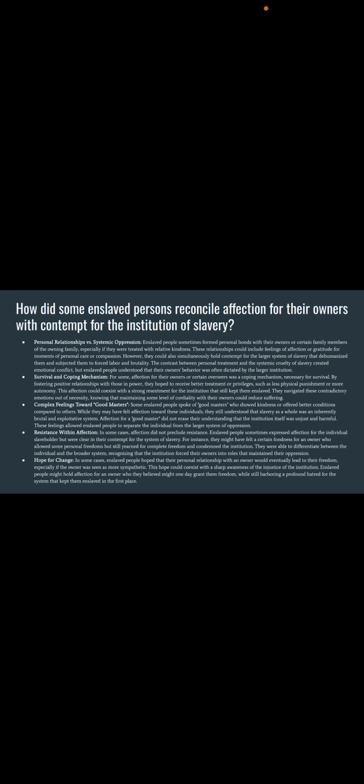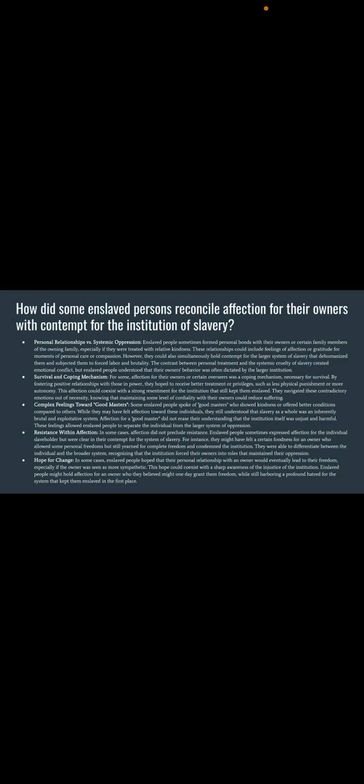For some, affection for their owners or certain overseers was a coping mechanism, and they fostered positive relationships with those in power. They hoped to receive better treatment or privileges, such as less physical punishment or more autonomy. This could also coexist with a strong resentment for the institution that still kept them enslaved.